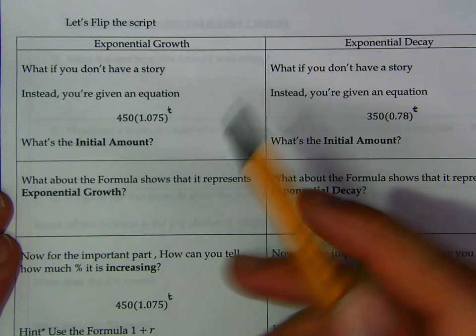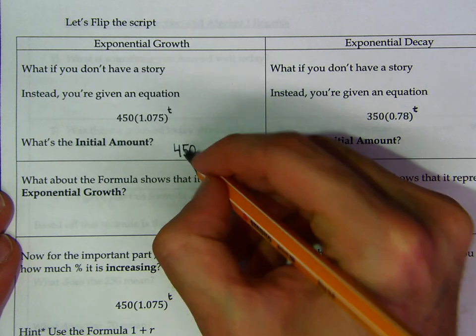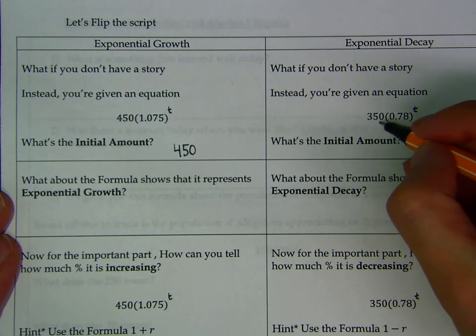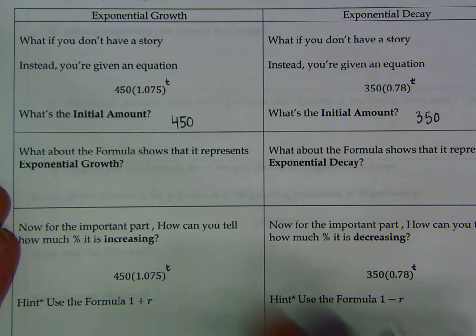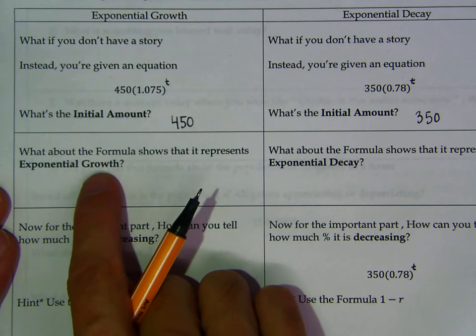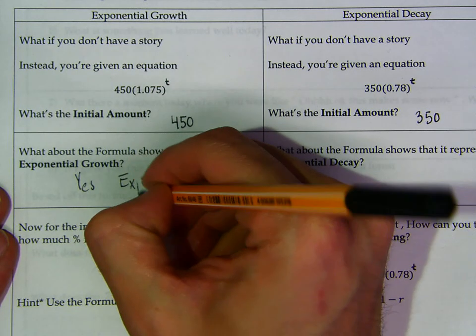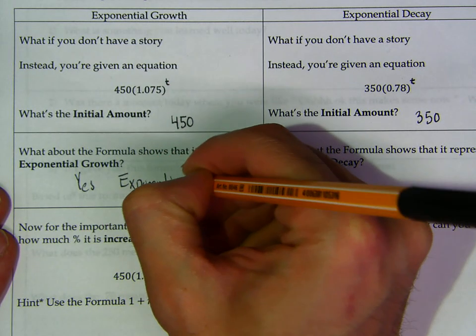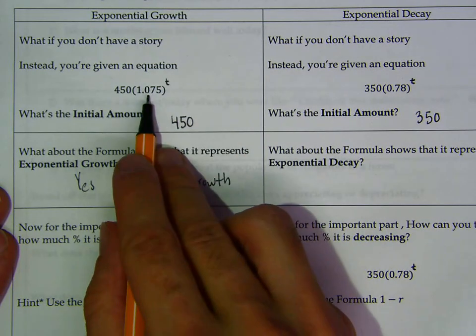Well, let's see. Here, what is the initial amount? It's 450. Here, what's the initial amount? 350. Does this represent exponential growth? Yes. Exponential growth. And how do you know? And that's a really big important question.